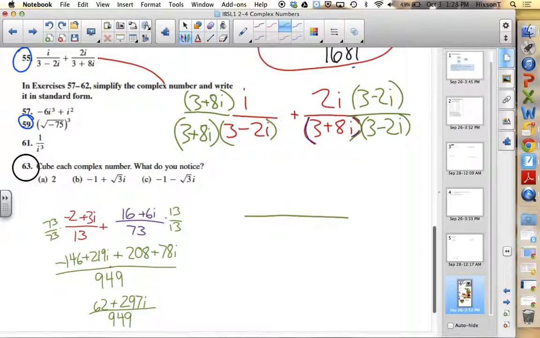Now, we have a 3i plus 8i squared, so that's a minus 8. Here we have a plus 6i minus 4i squared, so that's a plus 4. Okay? In our denominator, we've got a 9 minus 6 plus 24, so that's a plus 18i. And then a minus 16i squared, so that's a plus 16.